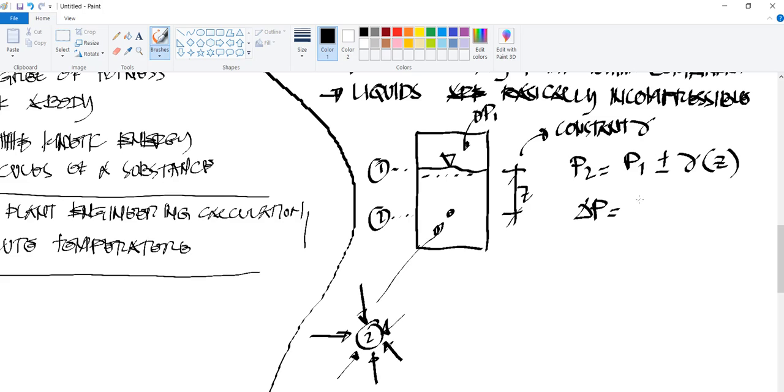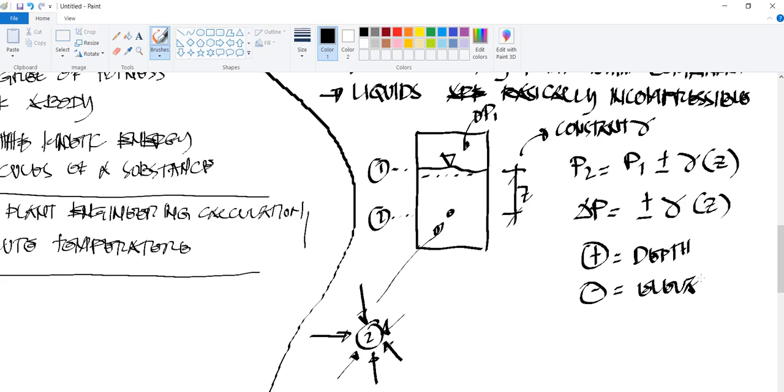Since we transfer that one, it will be plus minus the specific weight times the Z value, where Z is positive if that is depth, and negative if that is elevation. So the change depends on the atoms.